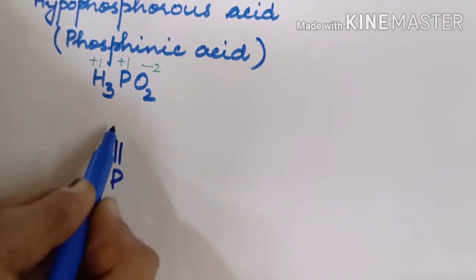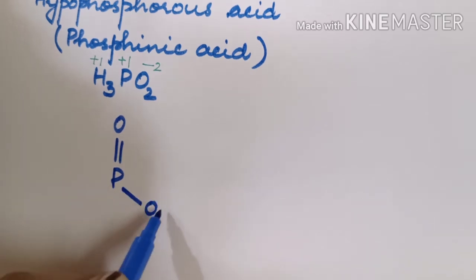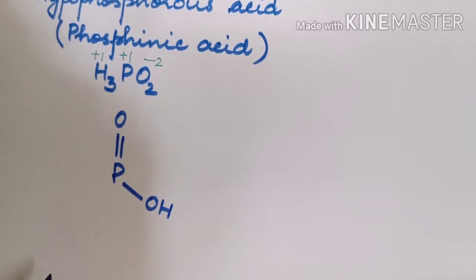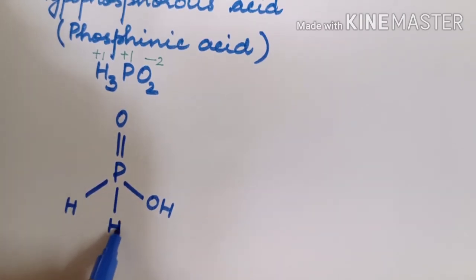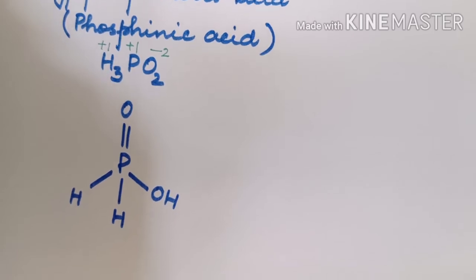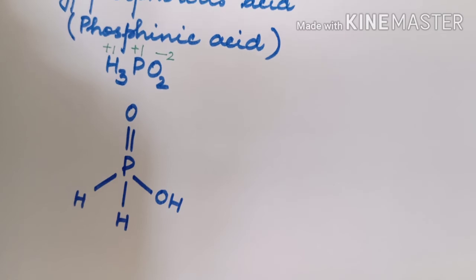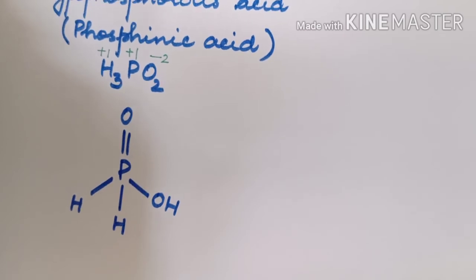a double bond which is forming the apex of the tetrahedron. The rest of the atoms are arranged at the corners of the tetrahedron as bond OH. The remaining hydrogens will be arranged at an angle of 109 degrees 28 minutes. So this becomes the structure of hypophosphorus acid.